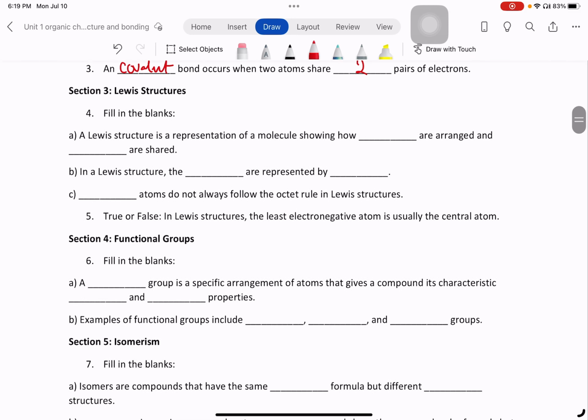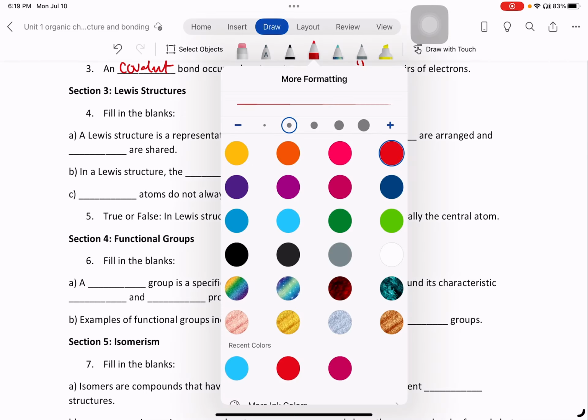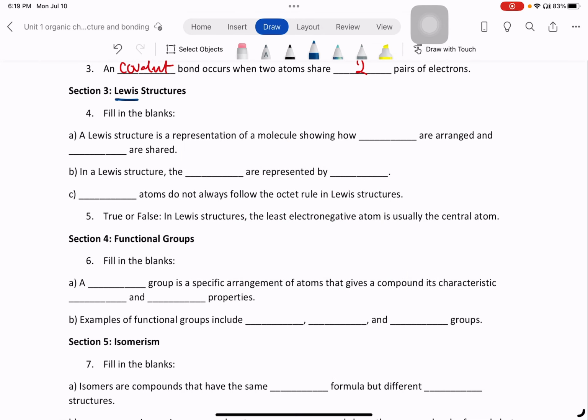Now let's talk about Lewis structures. Lewis structures are another big topic in organic chemistry, right? A Lewis structure is a representation of a molecule showing how what? So a Lewis structure shows how the atoms are arranged and how the electrons are shared. So that's a Lewis structure, right? So let's see, what is the Lewis structure of nitrogen? Since nitrogen has 1, 2, 3, 4, 5 electrons. It's showing the electrons in the atoms.